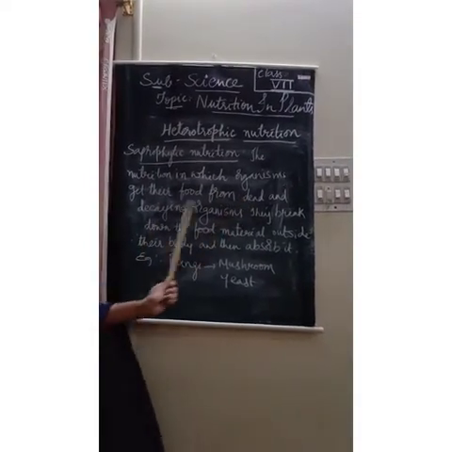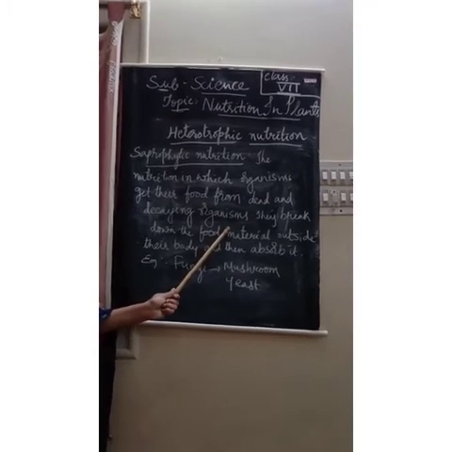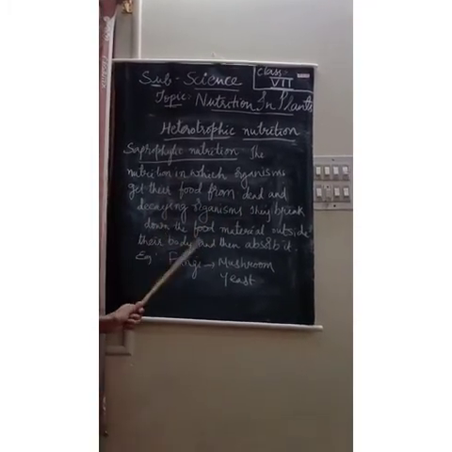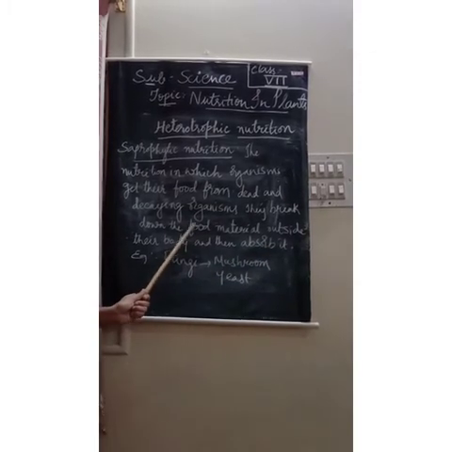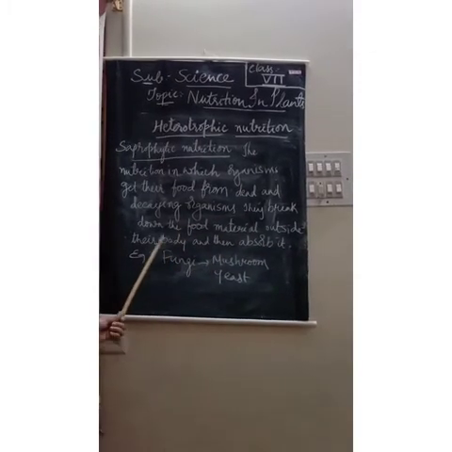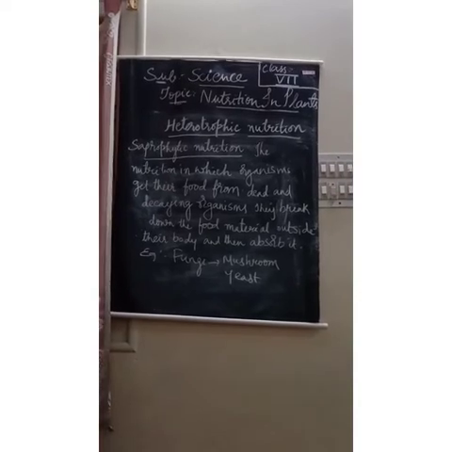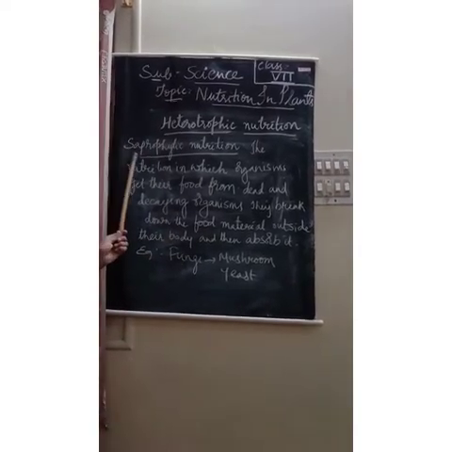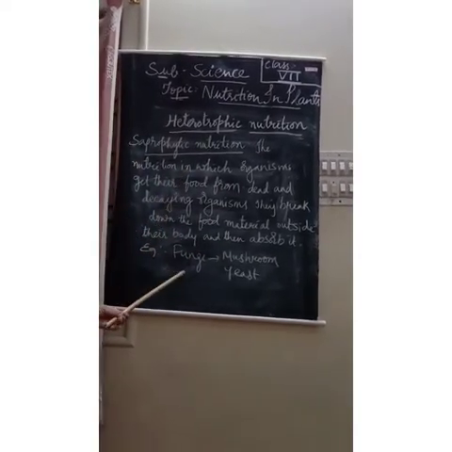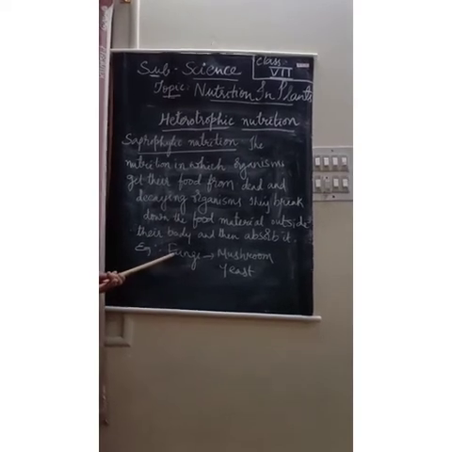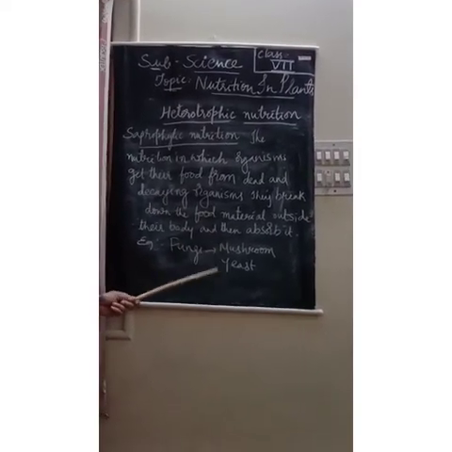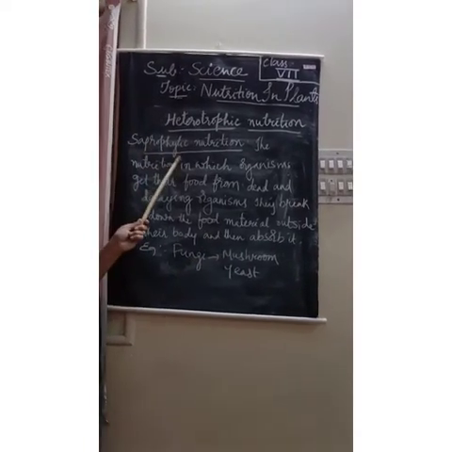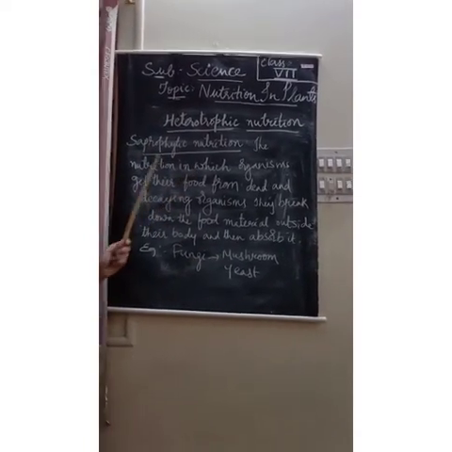Very important, dead and decaying organism. How do they get it? They break down the food material outside their body and then they absorb it. Which organisms belong to saprophytic nutrition? Fungi. Which are those, children? Fungi, mushroom and yeast. These belong to saprophytic nutrition, children, right?